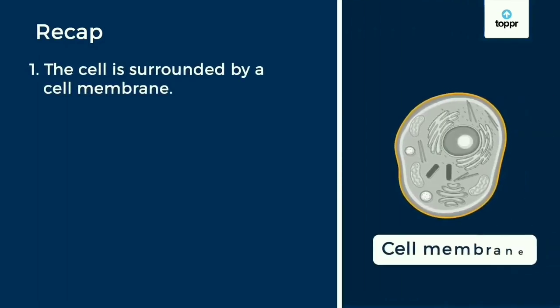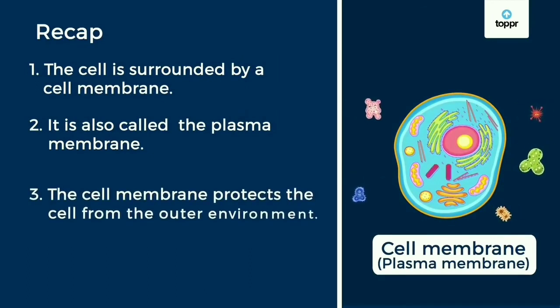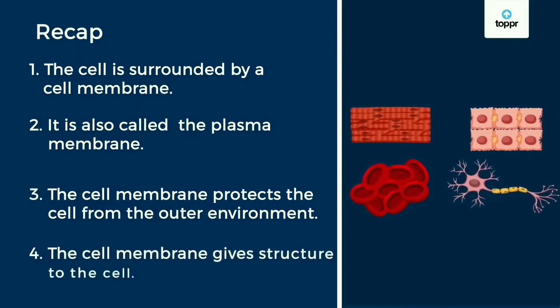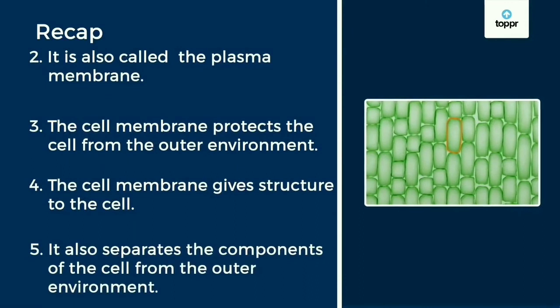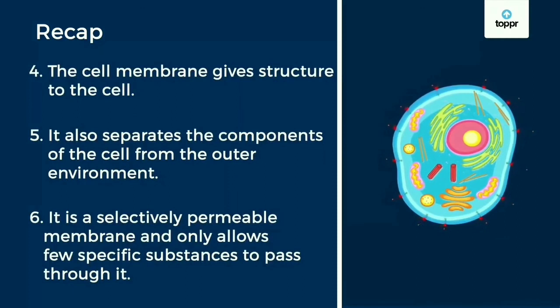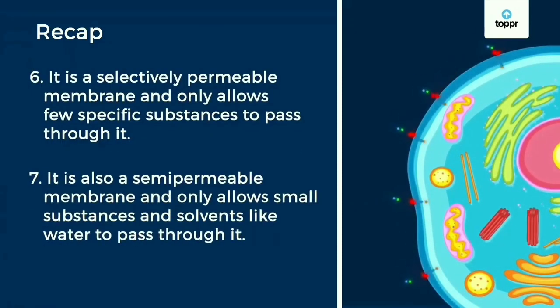The cell is surrounded by a cell membrane. It is also called the plasma membrane. The cell membrane protects the cell from the outer environment. The cell membrane gives structure to the cell. It also separates the components of the cell from the outer environment. It is a selectively permeable membrane and only allows a few specific substances to pass through it. It is also a semi-permeable membrane and only allows small substances to pass through it.